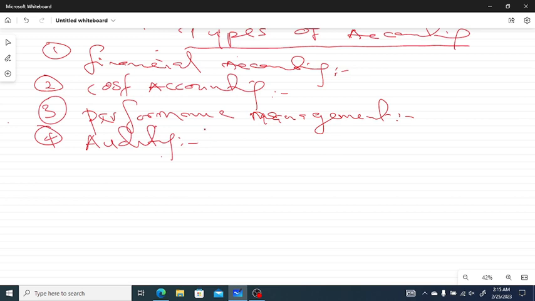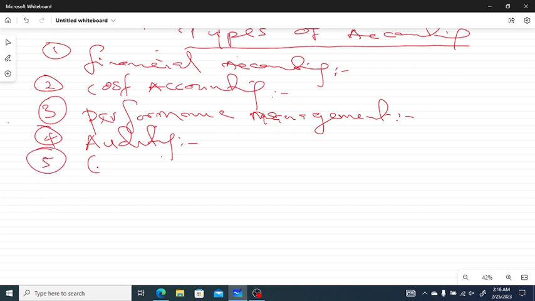Auditing. This is an independent examination of the financial statement of an entity by professionals, and these professionals are called auditors. The next one is number 5.